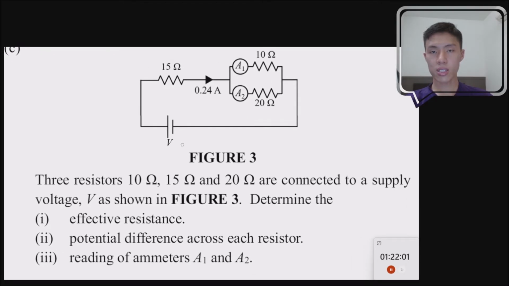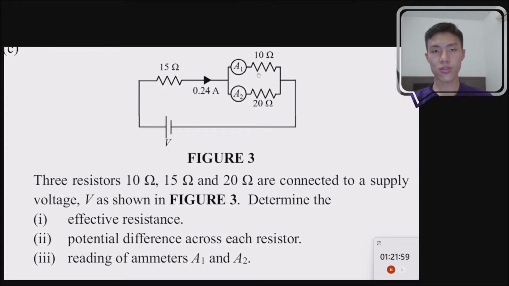So you are given this circuit over here, which has 3 resistors, and A1 is the ammeter that measures the current flowing through the 10 ohm. A2 is an ammeter that measures the current across the 20 ohm. So you have 3 resistors connected to a power supply. They ask you to determine the effective resistance, the potential difference across each resistor, and the readings of ammeter A1 and A2.